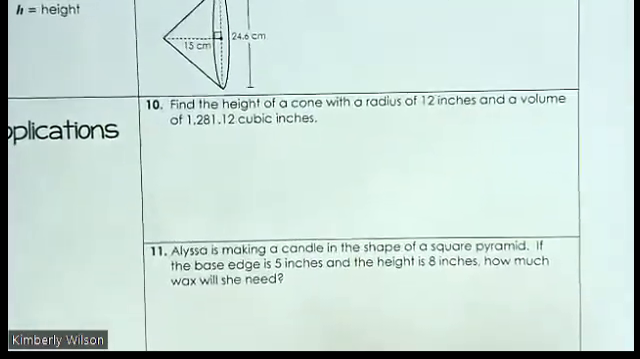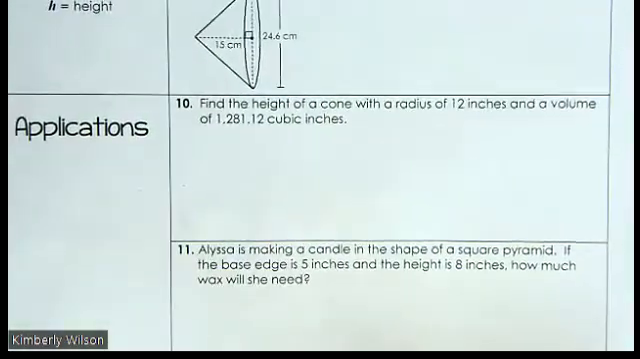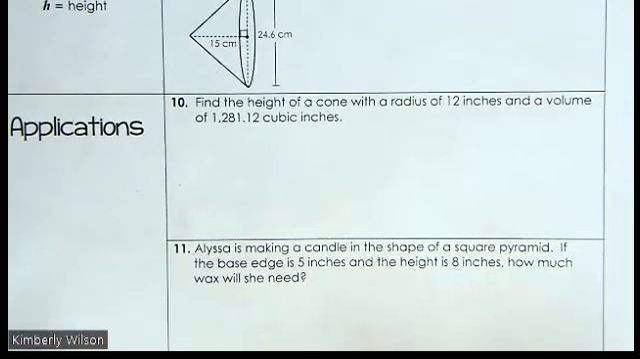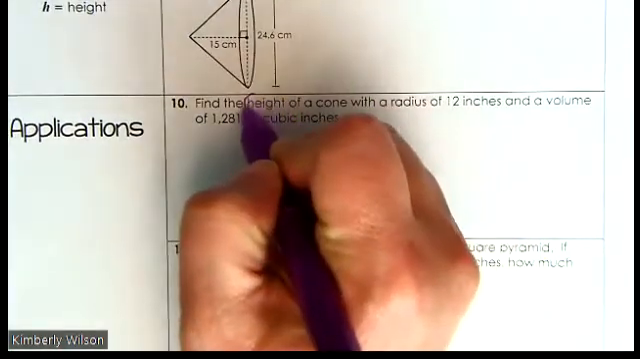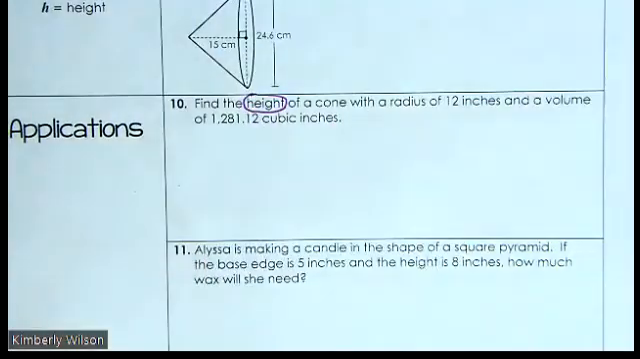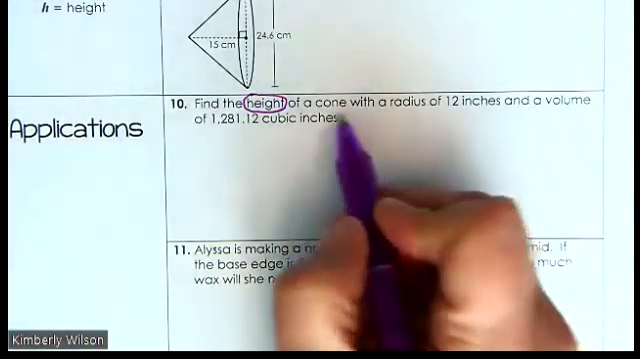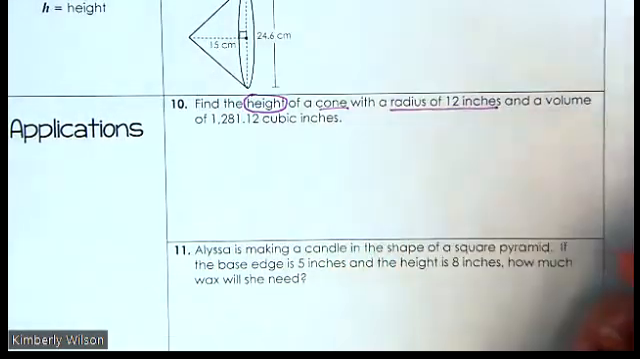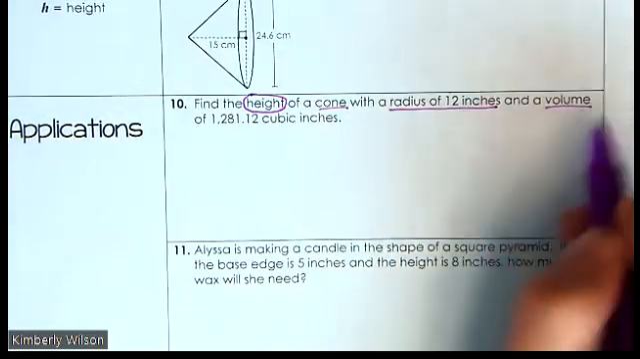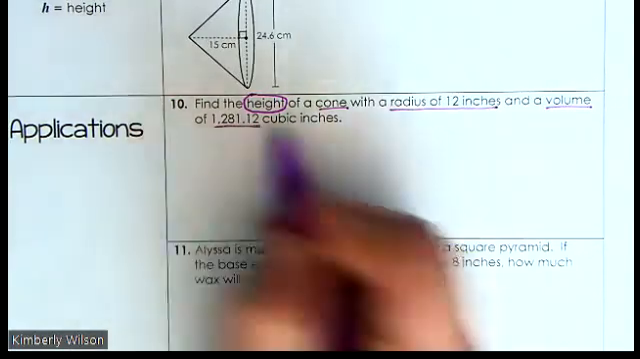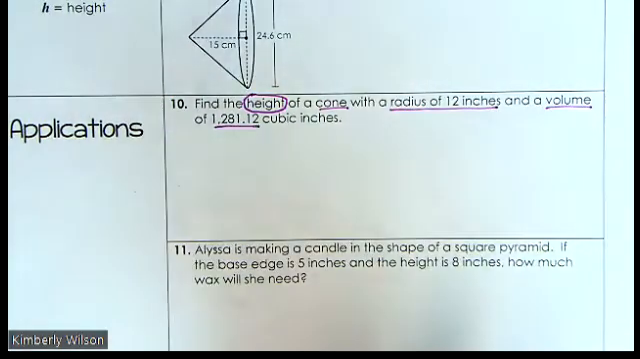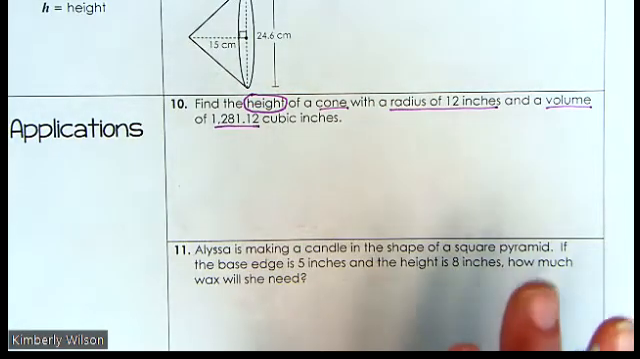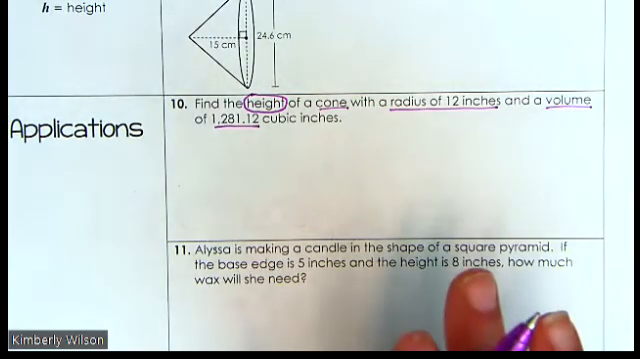All right, jumping down to number 10. Okay, we're going to kind of work backwards here a little bit. It wants me to actually find what the height is of a cone with a radius of 12 inches and a volume of 1281.12. Okay, so first things first, I know what my radius is. I know what my volume is. I'm trying to find the height.